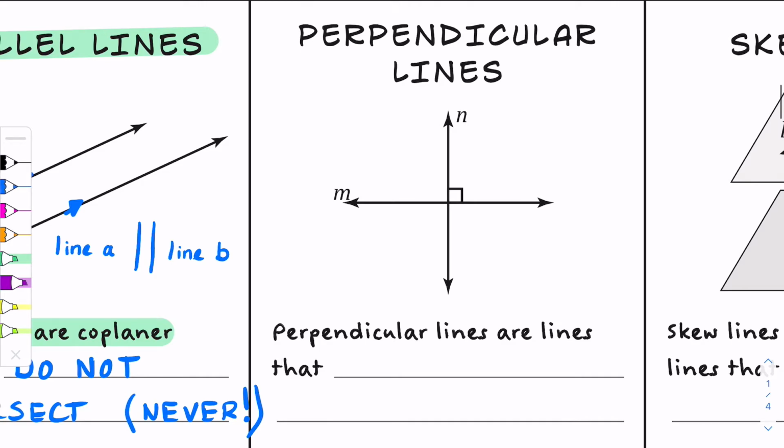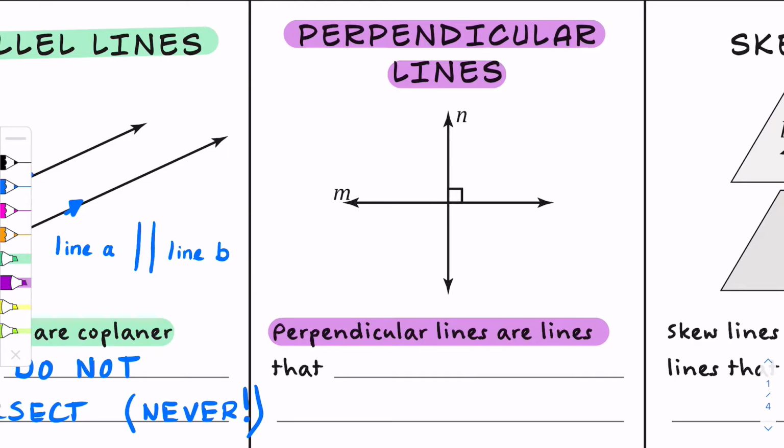Next, we're looking at perpendicular lines. Also something you've probably seen before. We use it a lot in geometry. Perpendicular lines are lines that intersect at a right angle.